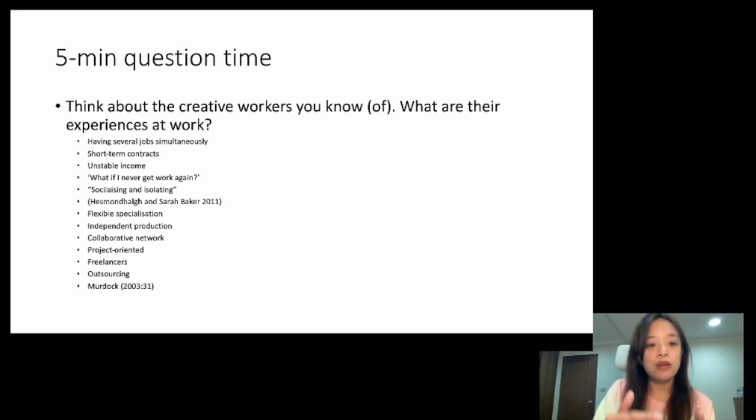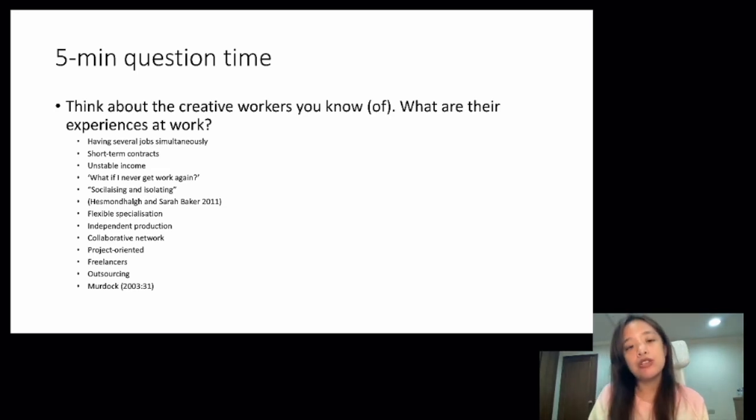And I've listed them all over again, the dimensions and the things that we have already covered in the class so far. Do you think that it speaks to their circumstances and the environment that they're in right now? What are their experiences at work? And then also, is there something else that you can identify or point out about being a creative worker? If you do, that's great.